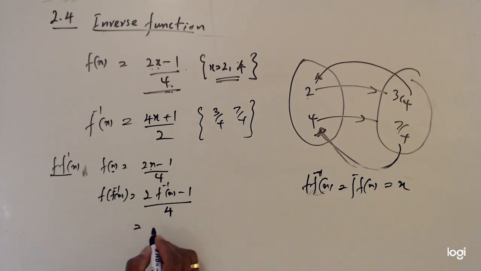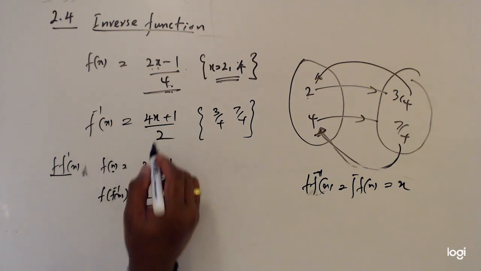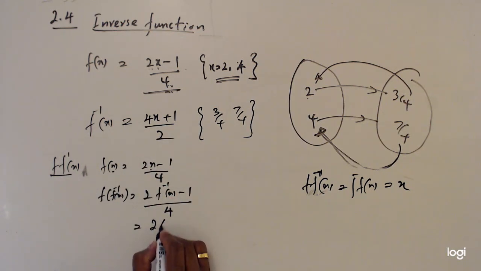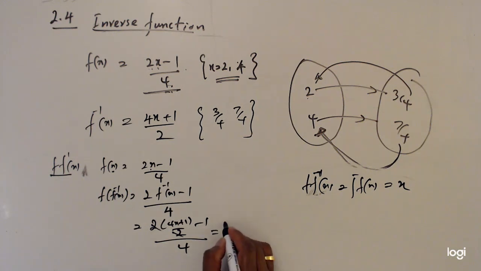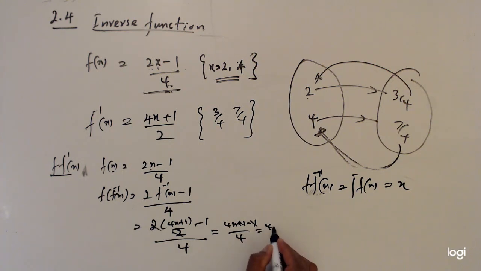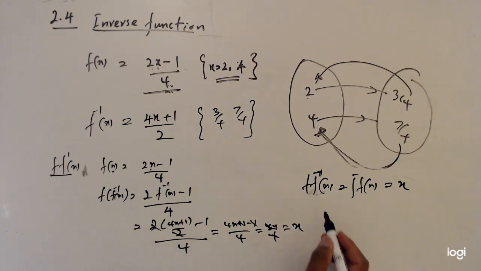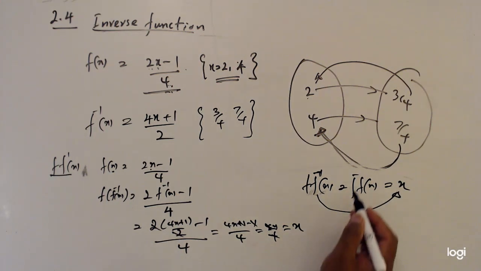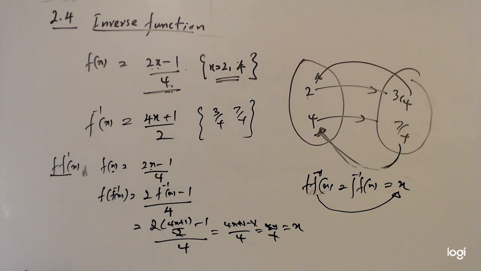So what is f inverse x now? We know that it is 2 times 4x plus 1 over 2, minus 1, over 4. So 2 and 2 cancel out. Then 4x plus 1 minus 1 over 4, the plus and minus cancel out. Then 4x over 4, 4 and 4 cancel out, giving x. So this is okay now. F inverse is fine. Now we'll work the other way around.